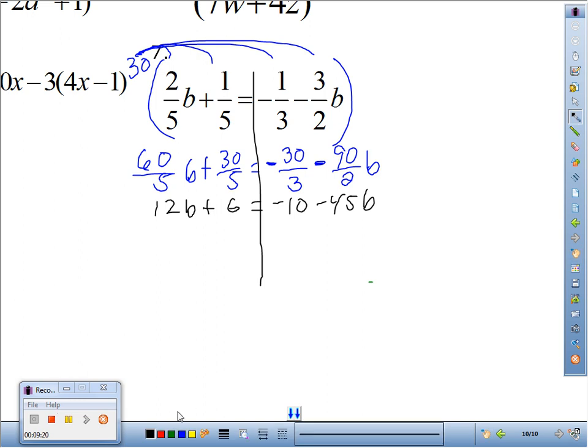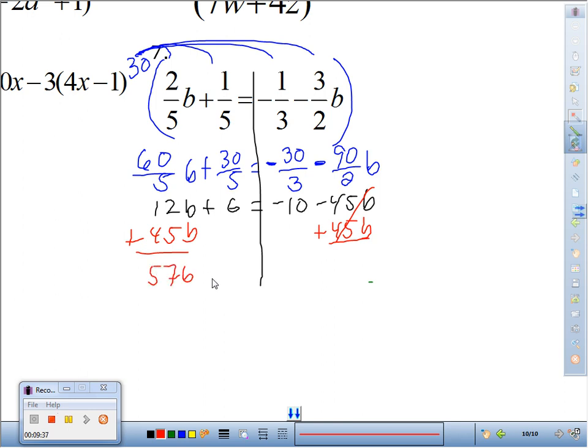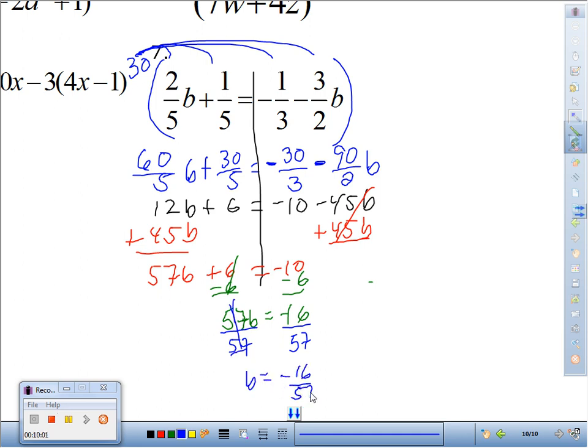All right, good. So can I simplify the left side? No. The right side? No. I need to get all variables to one side. What's the smallest variable? The negative 45, so I add 45b, add 45b. This cancels. We're left with 57b plus 6 equals negative 10. And we know what to do from there, right? Minus 6, minus 6, 57b equals negative 16. And my last step, divide by 57, divide by 57. B equals negative 16 over 57.